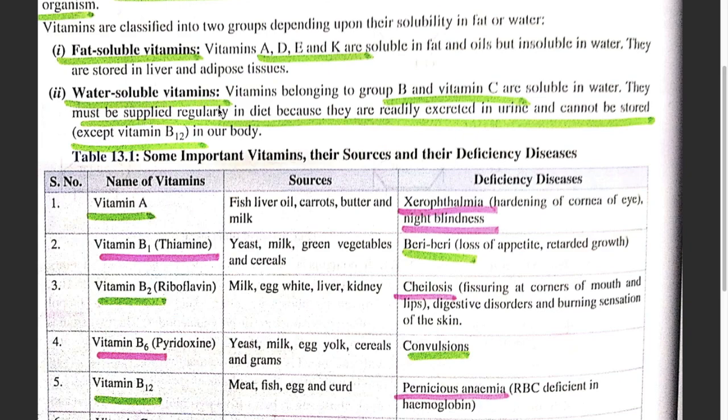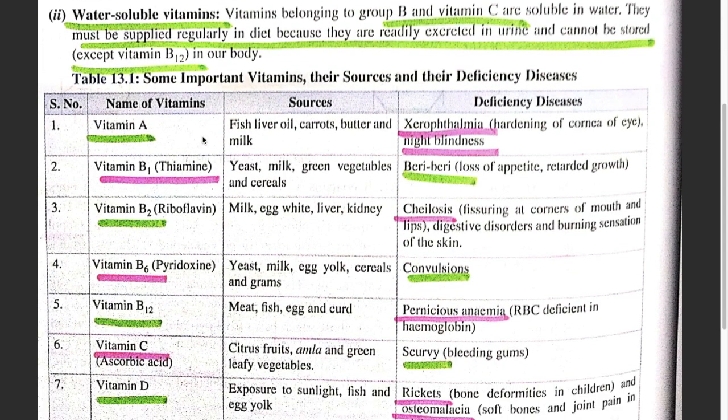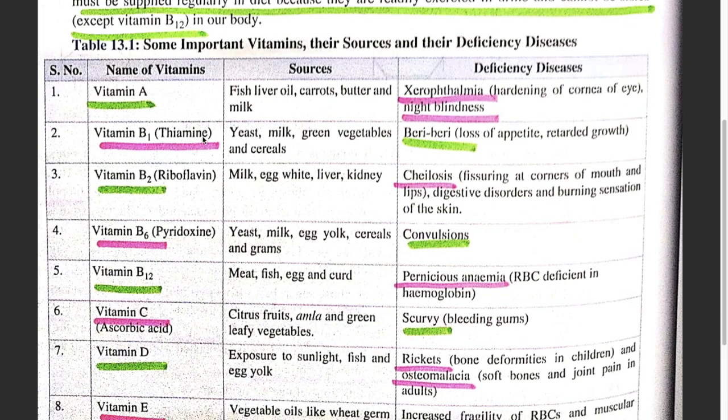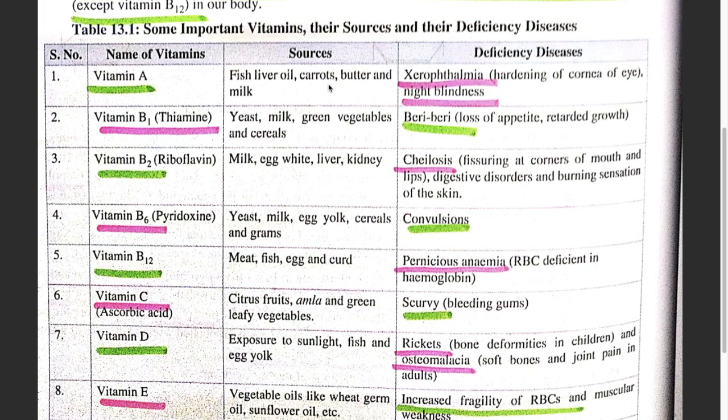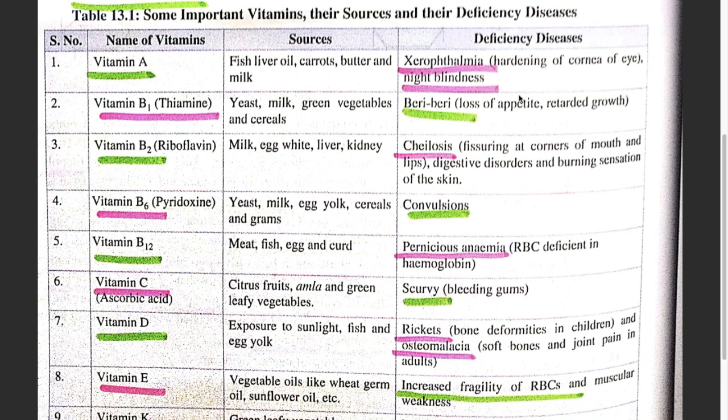A question comes for 1 mark that why the vitamin B and C should be regularly supplied in the diet. It is so because they are water soluble and are readily excreted along with the urine and cannot be stored in our body. Because these vitamins are flushed off with the urine, hence they should be regularly supplied in our diet. Now this is a table which will tell you about the sources of all the vitamins and the deficiency diseases caused by these vitamins.